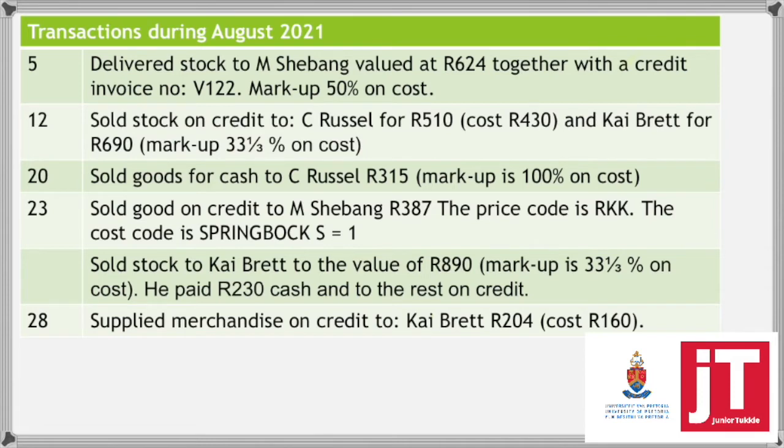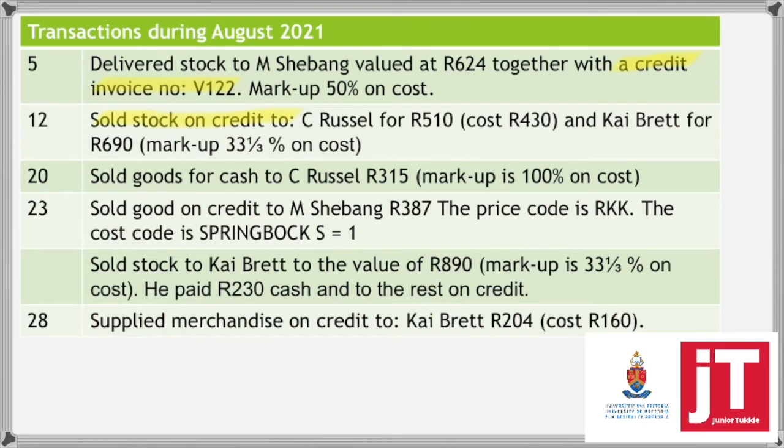Now next we're going to look at the transactions and we're going to highlight any of the keywords indicating that it goes to the debtors journal. So the first one, delivering of stock to Mr. Shabang to the value of 624 Rand together with a credit invoice. So credit invoice is our keyword. We know that goes to the debtors journal. Day 12. Stock sold on credit to Russell and Kai Brett. So on credit, therefore it goes to the debtors journal.